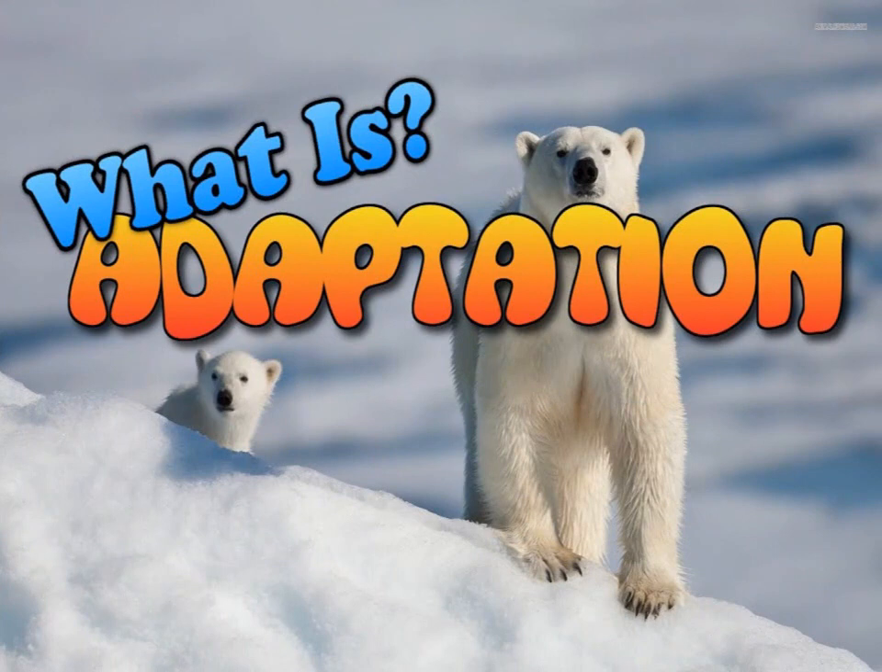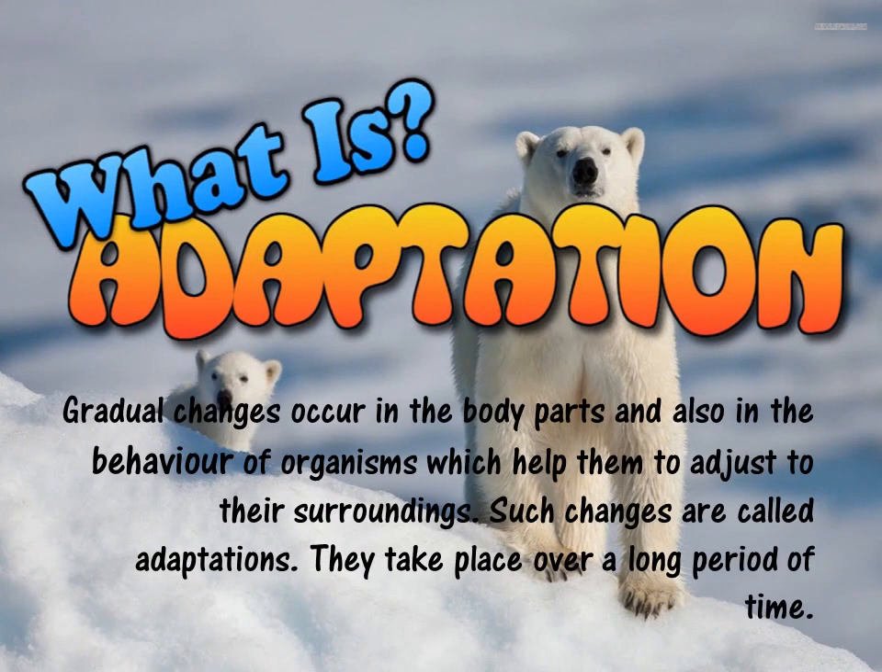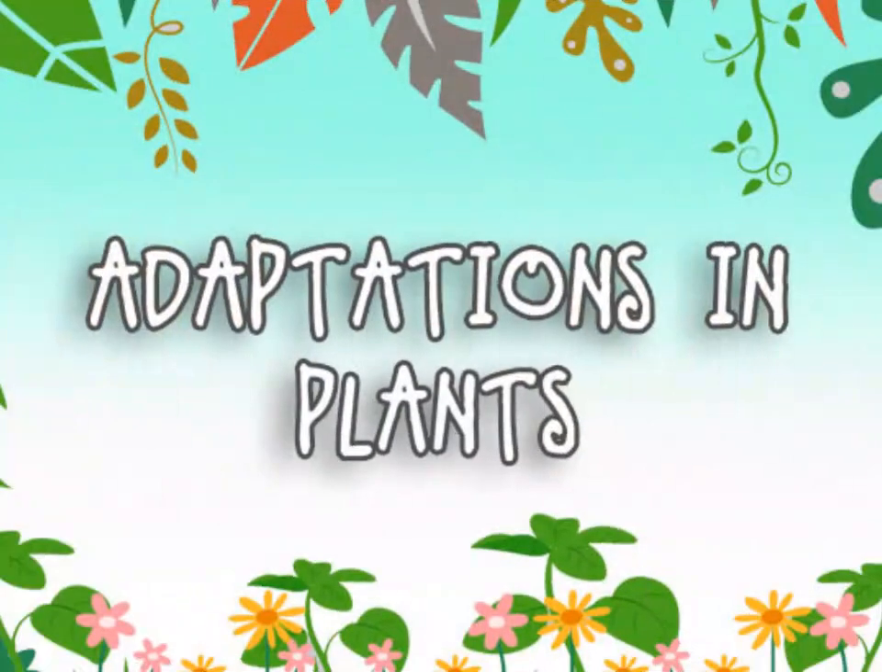What is adaptation? Gradual changes occur in the body parts and also in the behavior of organisms, which help them to adjust to their surroundings. Such changes are called adaptations. They take place over a long period of time. Let's learn more in detail about adaptation in plants. We'll begin with adaptation in aquatic plants.